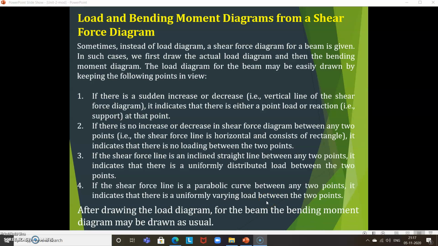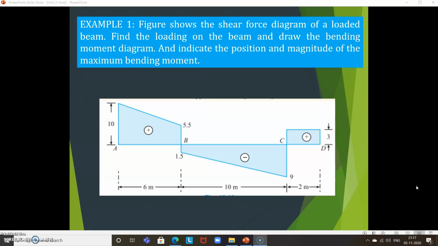Once you have drawn the load diagram for the beam, the bending moment diagram may be drawn as usual. Once you get that loading diagram, you can calculate the bending moment diagram. So these four points you have to remember while converting a shear force diagram to a load diagram. Let us take one example.